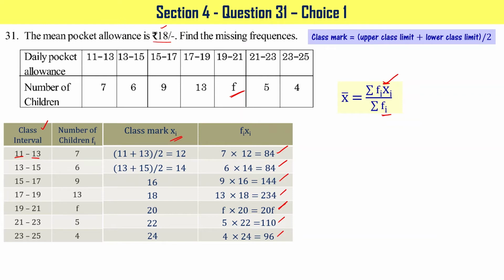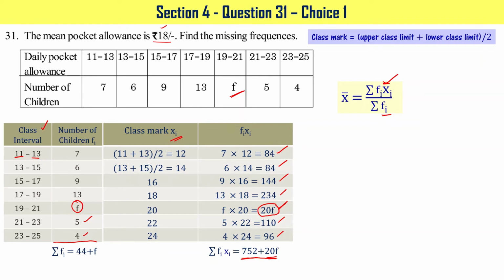When you sum them, you can write it as 752 plus 20f. When you are summing, you don't sum the 20f, you keep it separate and sum the rest of them so that you get 752 and then add 20f to it. So sigma Fi Xi is 752 plus 20f. Now let's find the value of sigma Fi. That is 7 plus 6 plus 9 plus 13 plus 5 plus 4 plus f, right? When you do that, you get it as 44 plus f.